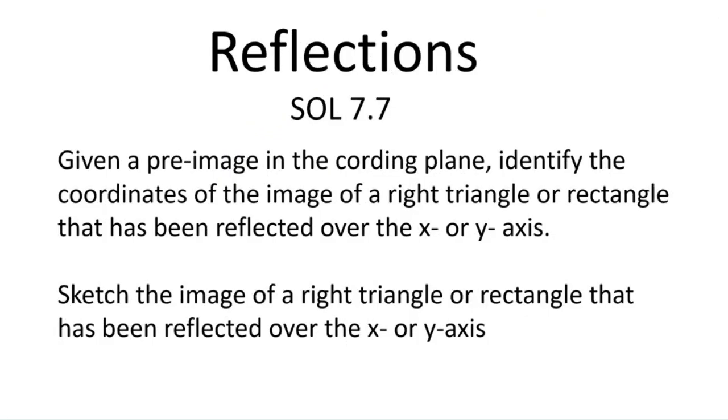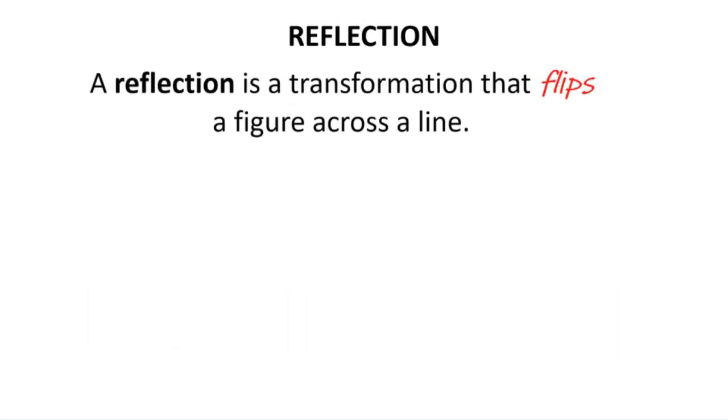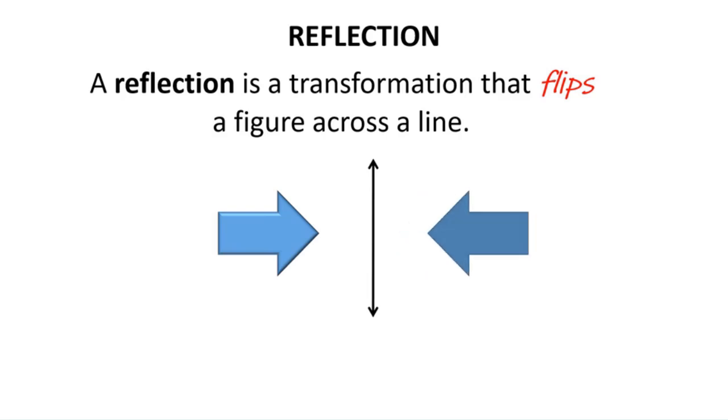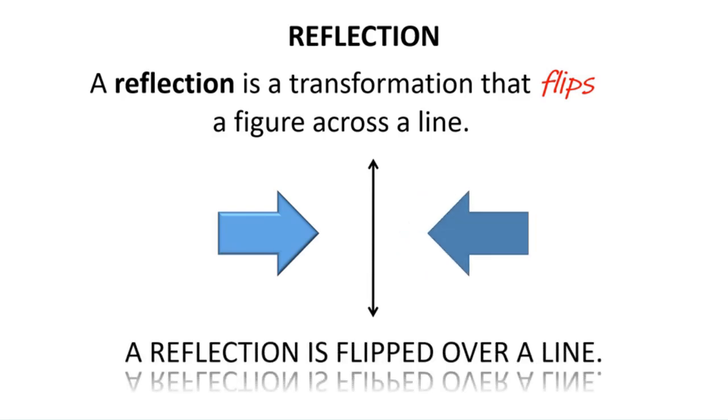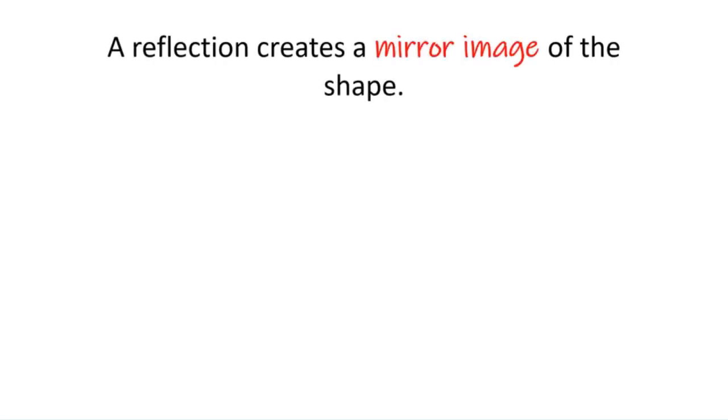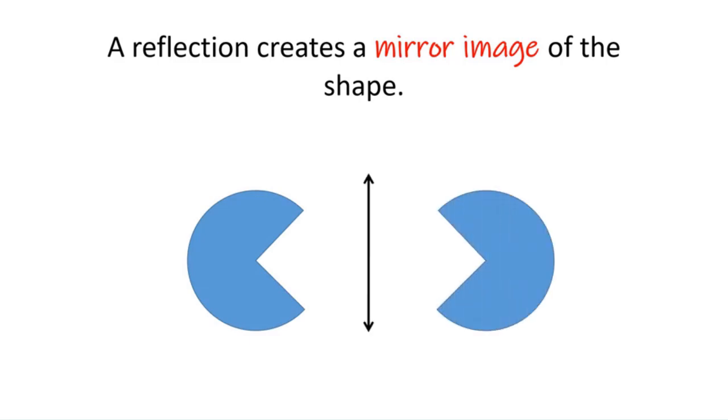Hello students, today we'll be working on the second transformation called a reflection. This is still SOL 7.7. So a reflection is a transformation that flips a figure across a line. A reflection creates a mirror image of the shape. So our image is going to be backwards from the original shape.